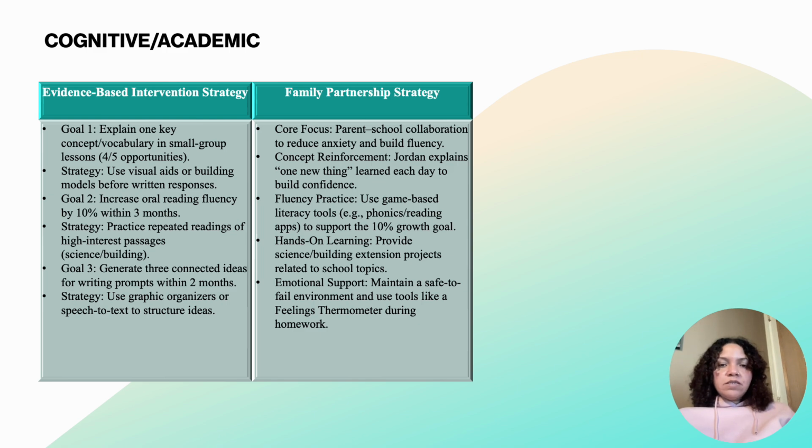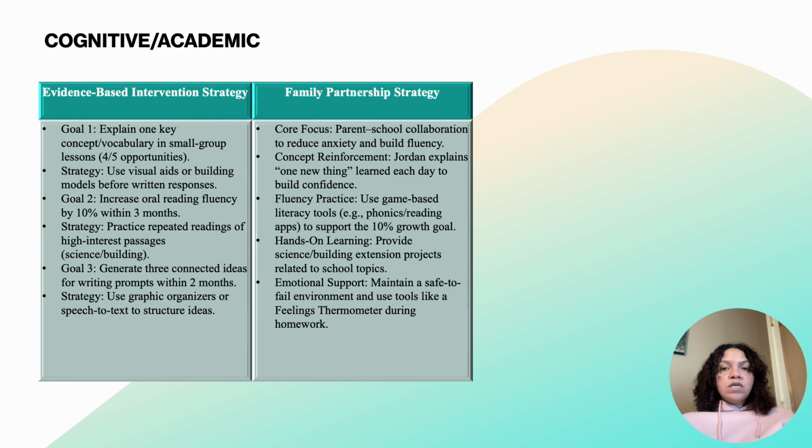The evidence-based intervention for cognitive and academic goals. The one new concept for small groups. The goal: within 1 month, when presented with a new science or grade-level topic, Jordan will identify and explain one key concept or vocabulary word during a small group session in 4 out of 5 opportunities. The strategy is that Jordan will be allowed to use visual aids or physical models like building to demonstrate his understanding before being asked to produce a written response. This bridges his mechanical strengths with his academic outputs.